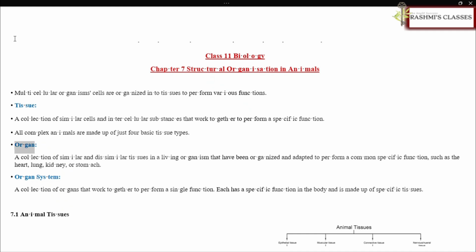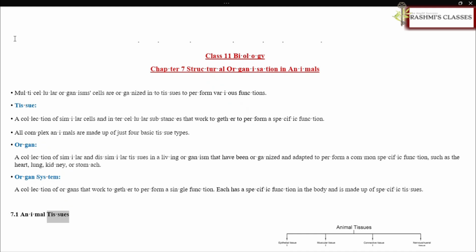Organ: a collection of similar and dissimilar tissues in a living organism that have been organized and adapted to perform a common specific function, such as the heart, lung, kidney, or stomach. Organ system: a collection of organs that work together to perform a single function. Each has a specific function in the body and is made up of specific tissues.